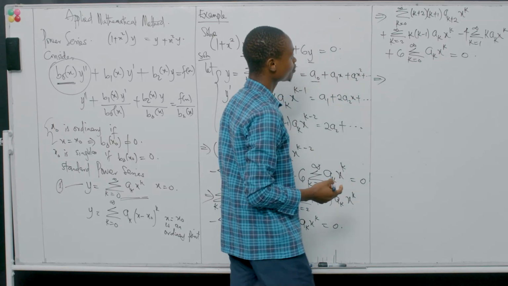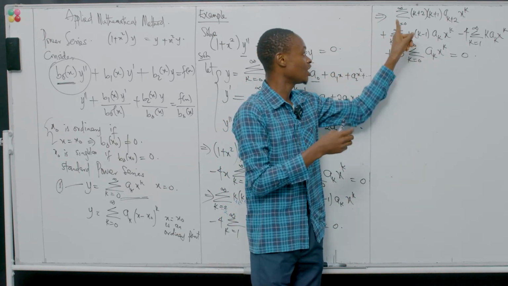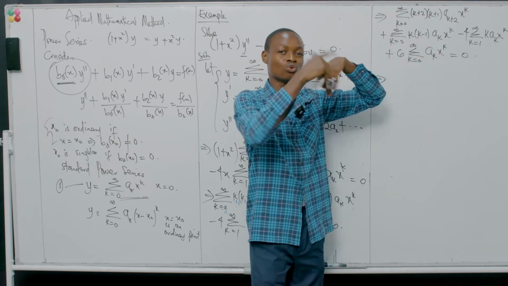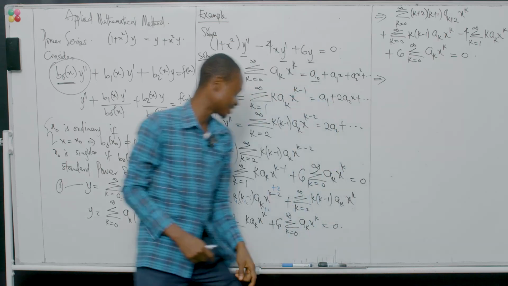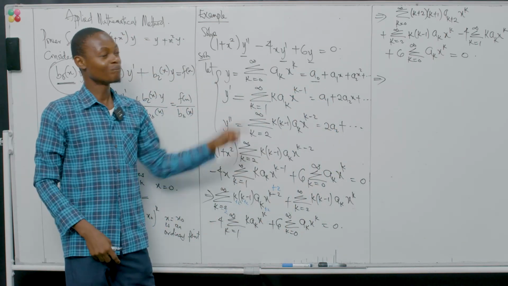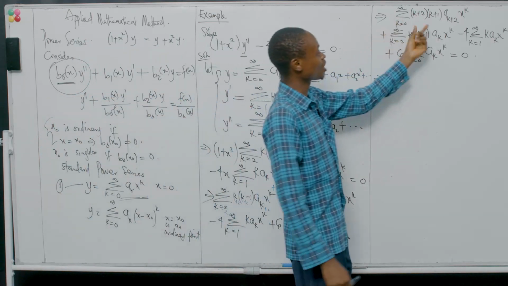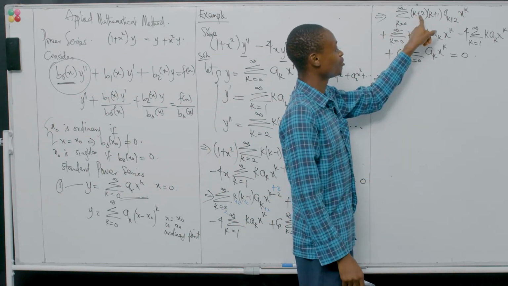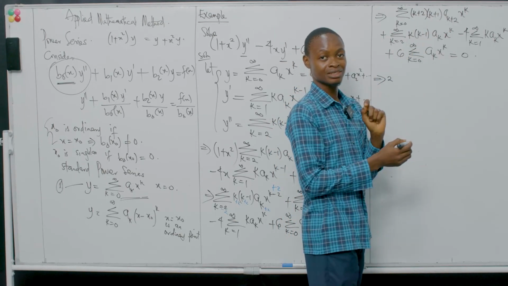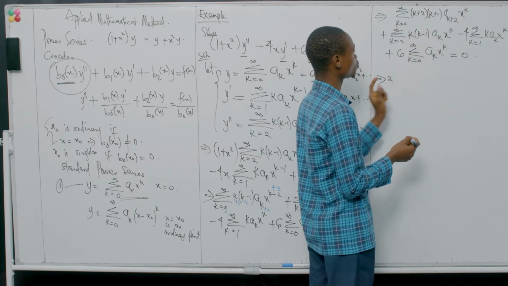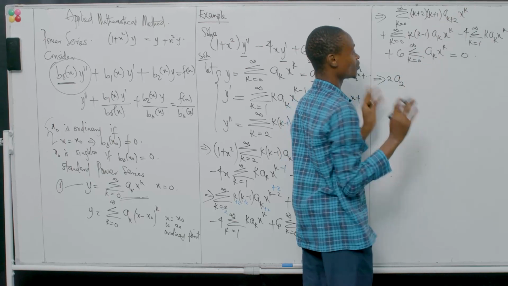When k is equal to 0, I want to split out the counter so that this k equal to 0 gets to k equal to 2. I'm not shifting counters anymore. I shift counters when I want to unify the variable. But here, I'm splitting out terms. When k is equal to 0, what happens to this function? This will become 0 plus 2, Abi? That is 2. This one will be 0 plus 1, Abi? That's 1. 2 times 1, 2. This one, 0 plus 2, a_2. x raised to 0, 1.